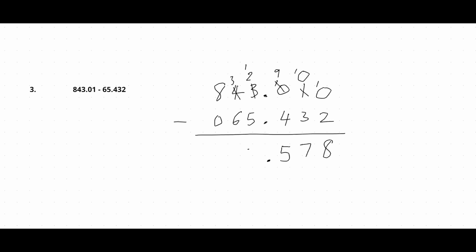Can we take 3 from 6? No. So we need to borrow from the 8, which would leave what? 7, and then we carry the 1 right there. Now 6 from 13, that will leave us with 7. So the answer to the third question is 77.578. Now let's look at another example.